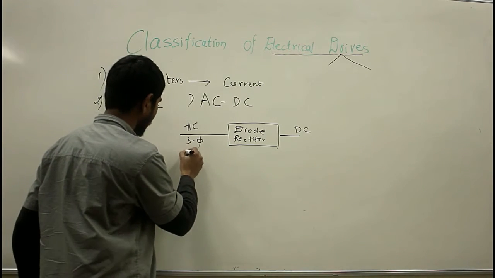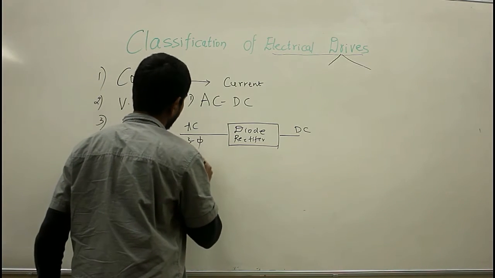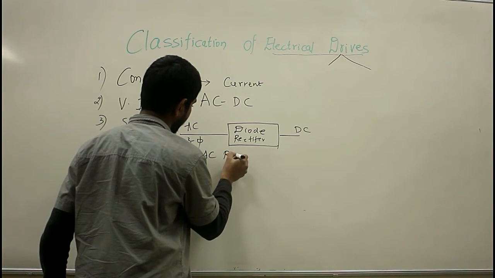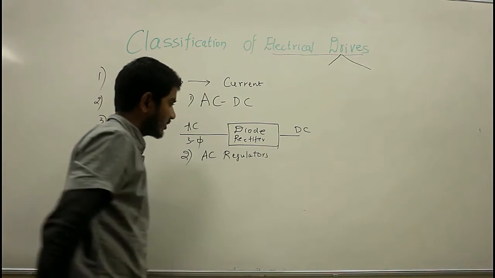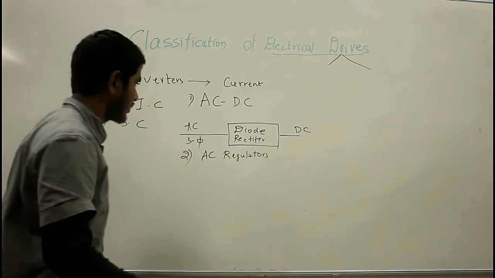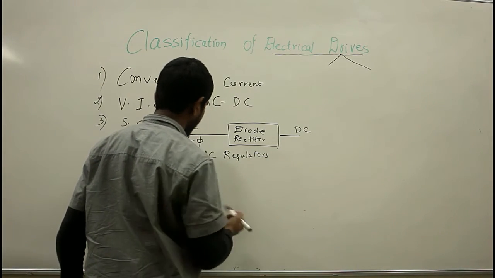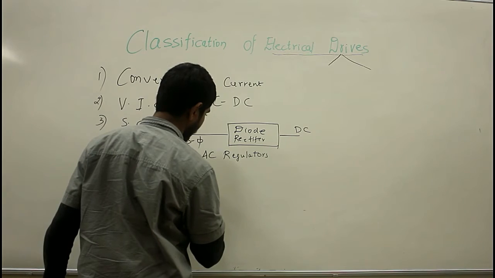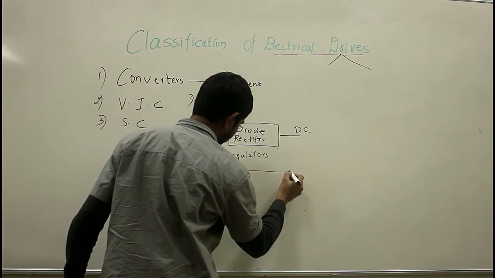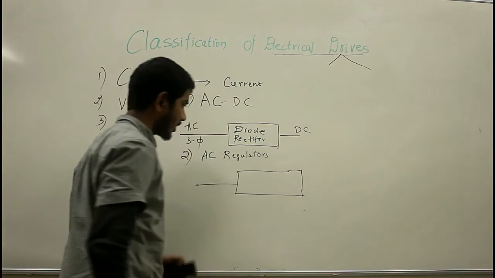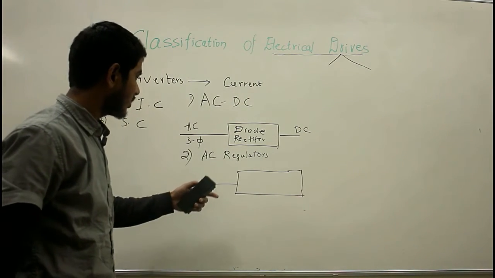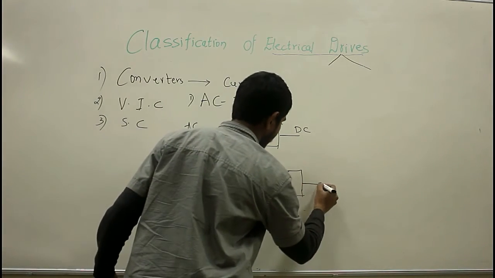And the next one you are having is AC regulators. AC regulators are used to obtain the regulated AC supply at fixed frequency. Generally the auto transformer of fixed ratio, or you can use a tap changing transformer, is used for this purpose.